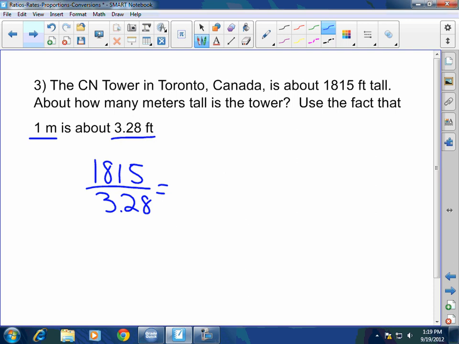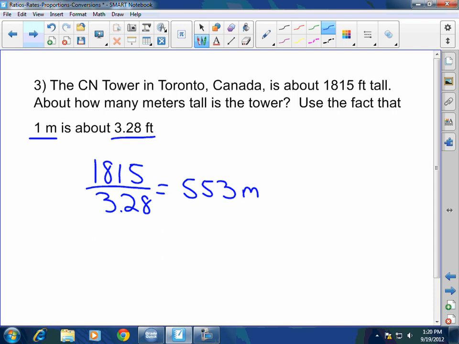When I divide this, 1,815 divided by 3.28, that's going to give me roughly about 553. We'll just leave it like that. We won't put the decimal. 553 meters, roughly. Now, you could have done it another way.